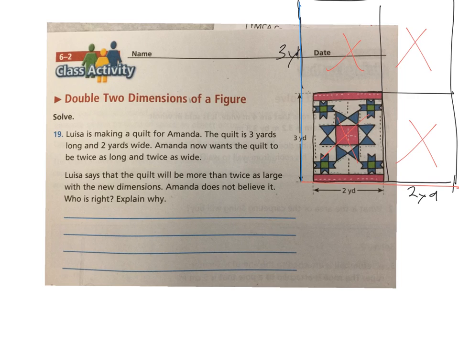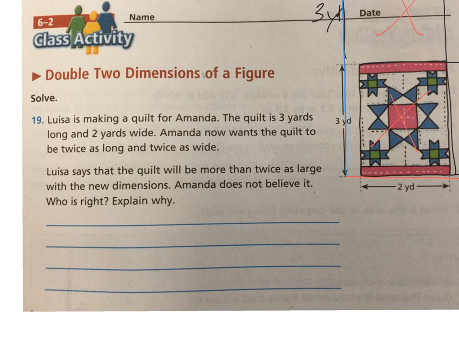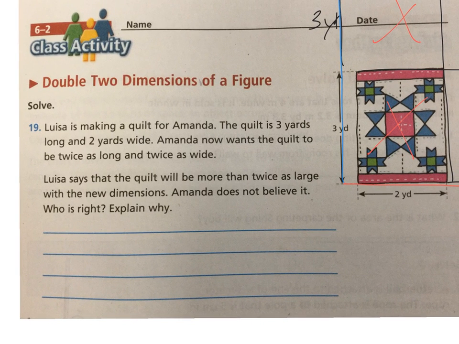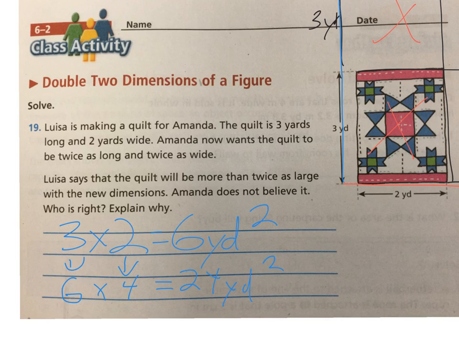Okay, let's see what that looks like mathematically. The quilt is 3 yards long and 2 yards wide. So 3 times 2 is equal to 6 yards squared. Well, if I double 3 and make it 6, and I double 2 to make it 4, 6 times 4 is 24 yards squared. It's 4 times bigger.